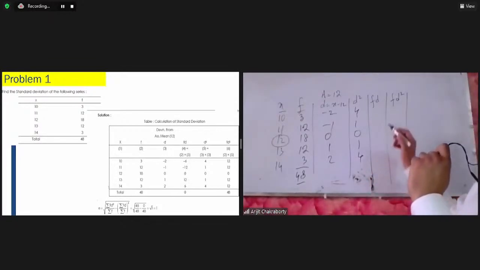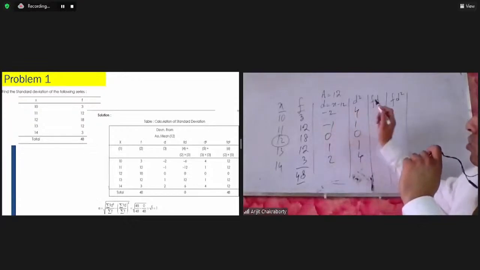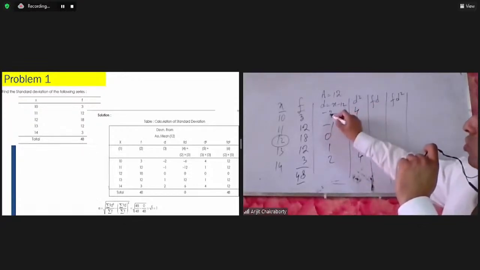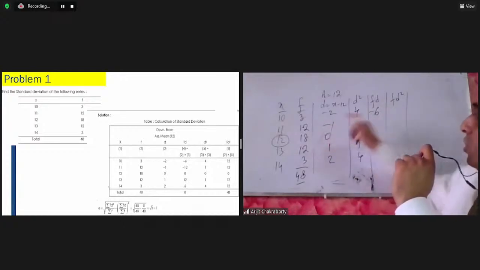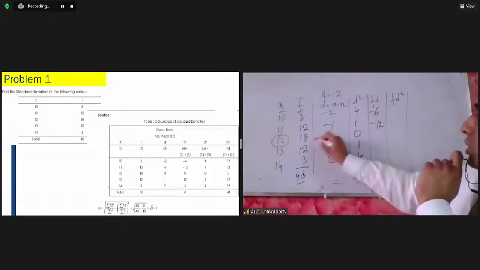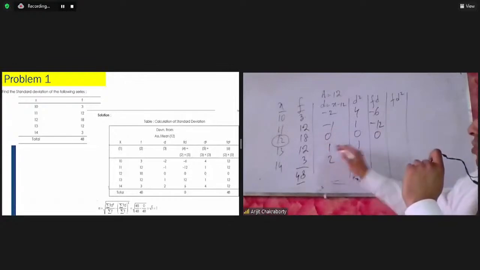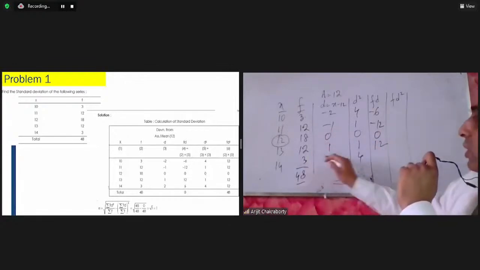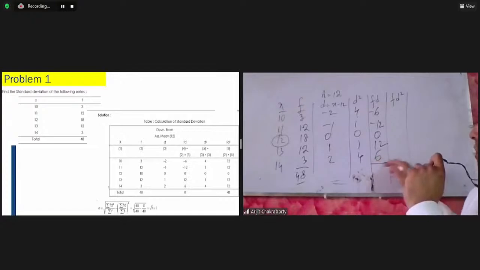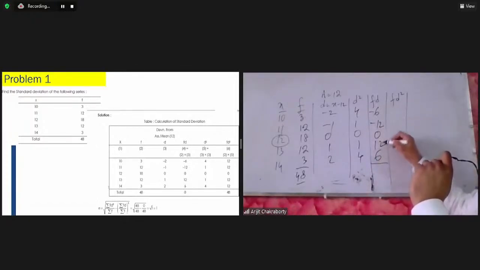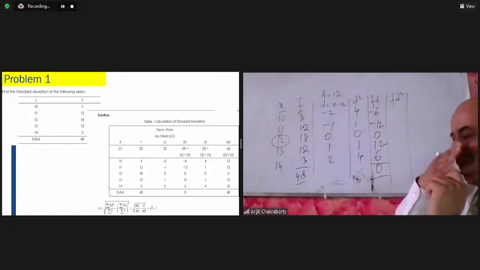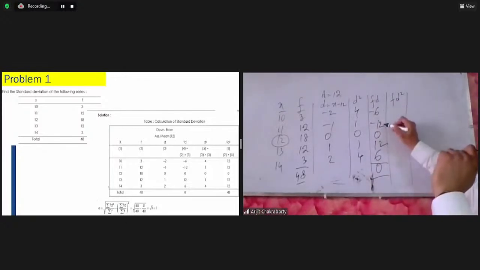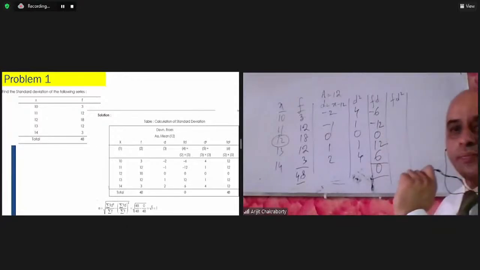So FD is minus 2 into 3, that is minus 6. 12 into minus 1, that is minus 12. 18 into 0, that is 0. 12 into 1, 12. And 3 into 2 is 6. So FD sums up, it is all nullified, it's 0. You can see minus 6, minus 12, that is minus 18, plus 12 and plus 6, that is 0.